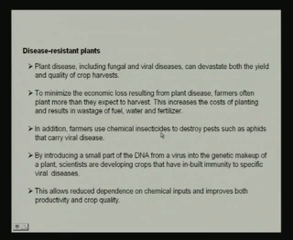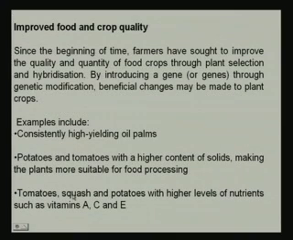farmers use chemical insecticide to destroy pests such as aphids which carry viral diseases. Now, by introducing a small part of DNA from the virus into the genetic makeup of the plant, scientists are developing crops that have inbuilt immunity to such viral diseases. This allows reduced dependence on chemical input and improves both the productivity and crop quality. So, these are some of the techniques.